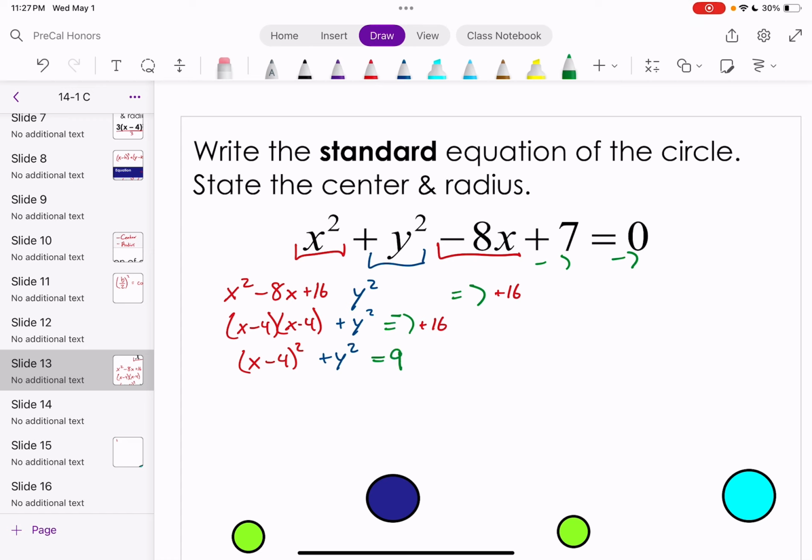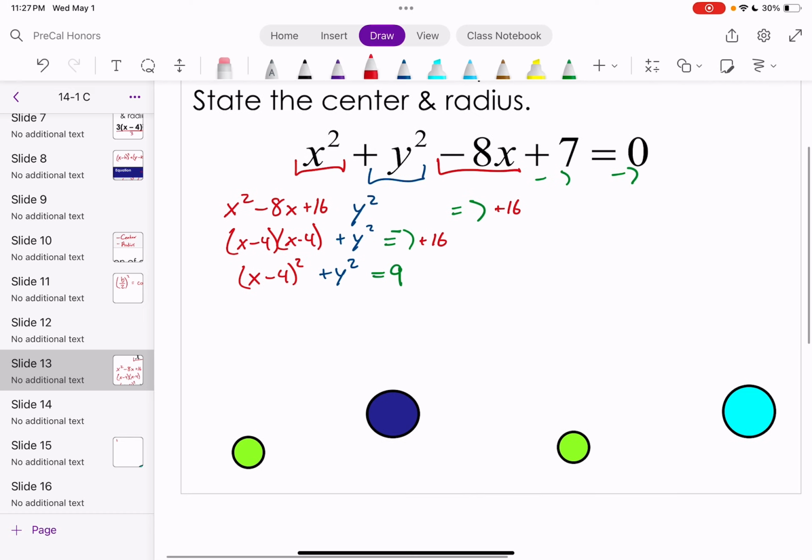From here, we're going to find the center and find the radius. Our center for this problem would be 4, 0. Our radius would be 3. Let's take a look at the next problem.